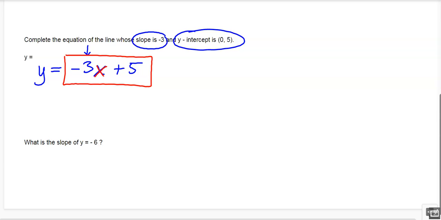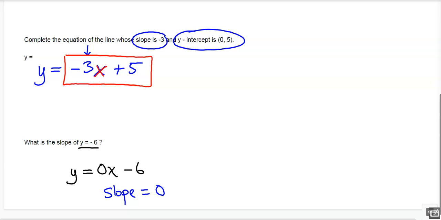They might give you a little bit of a tricky one that says, what is the slope of y equals -6? Well, that really is y equals 0x minus 6. So for this one, my slope is actually 0.